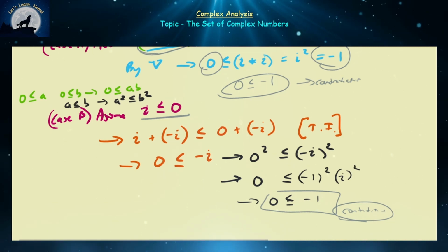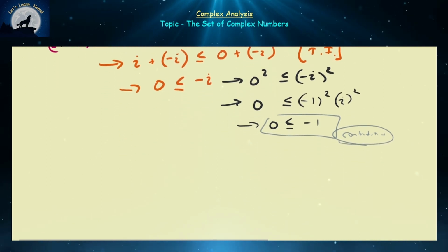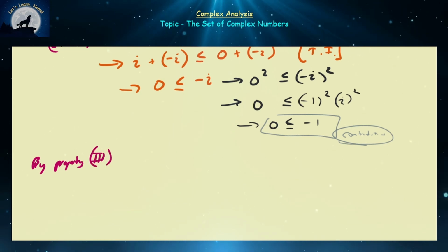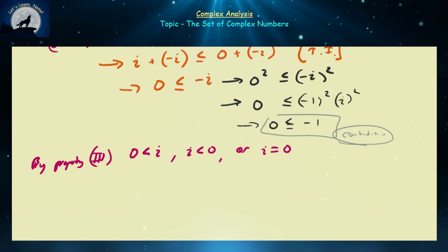So by property, what was it? Property 3. So by property 3, we have that 0 must be less than i, or i is less than 0, or i is equal to 0 if we split it up into the two cases. But that's not possible. We already proved a contradiction out of that. And i is not a real number, so i can't be equal to 0 because 0 is real, so that doesn't make sense either, right?